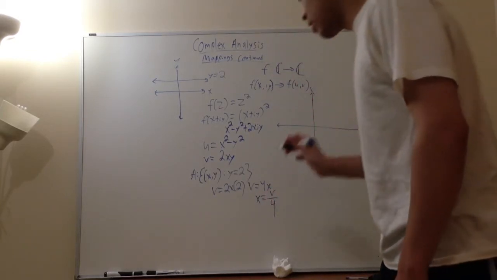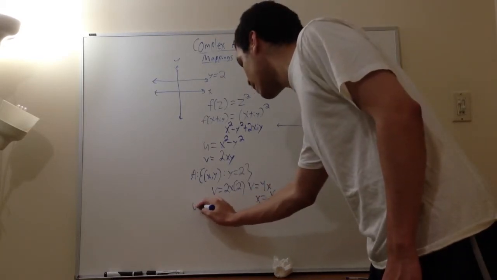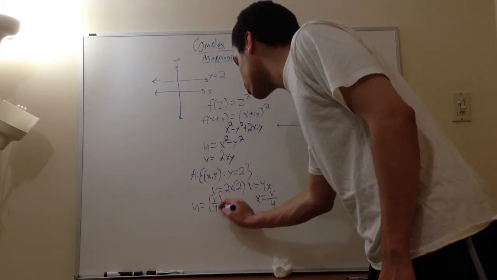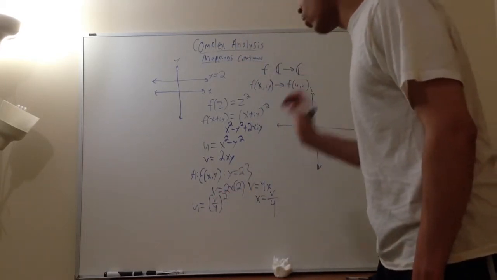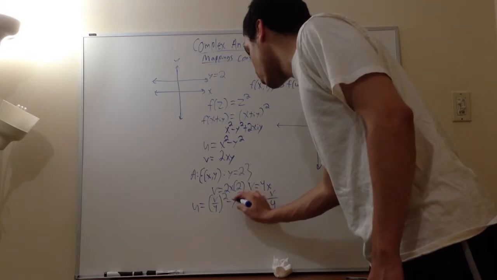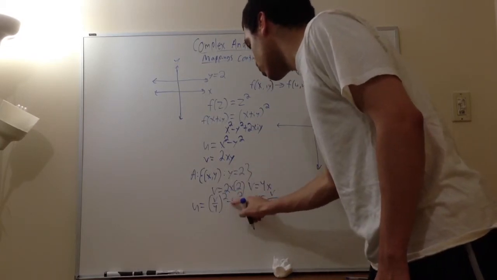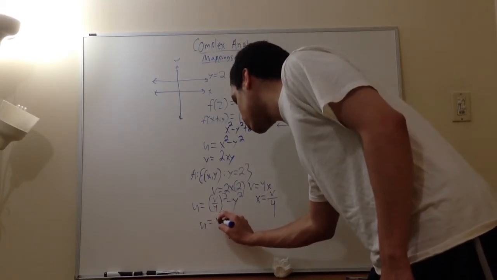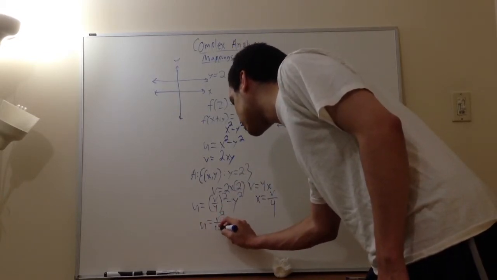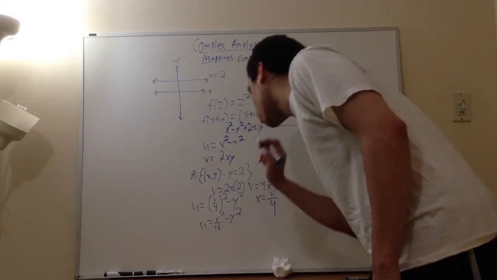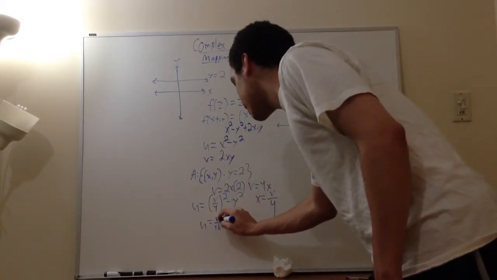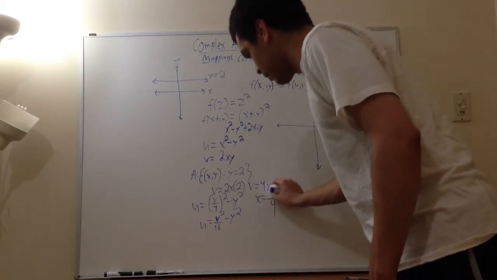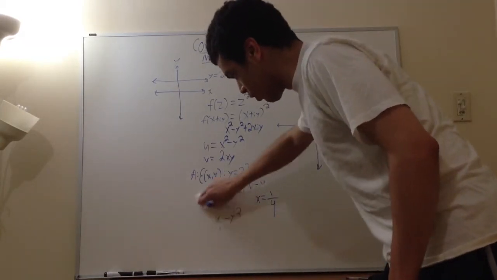Now, what can we do with this? Well, we can say that u is equal to, we plug in (v over 4) squared for x squared, and we have minus y squared. And so we're going to end up getting u is equal to v squared over 16 minus y squared. That's essentially what we're doing. Now, this is obviously very messy, so I'm going to go ahead and erase some of this work.